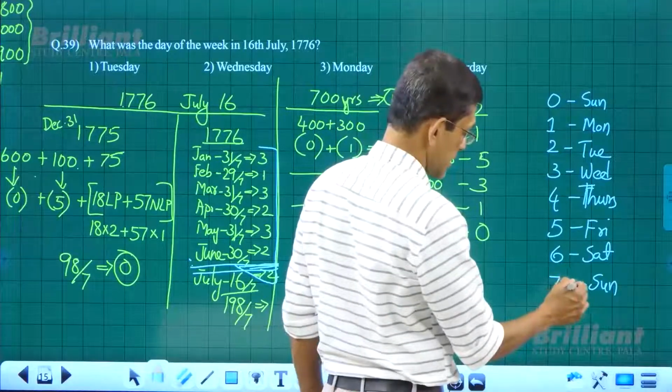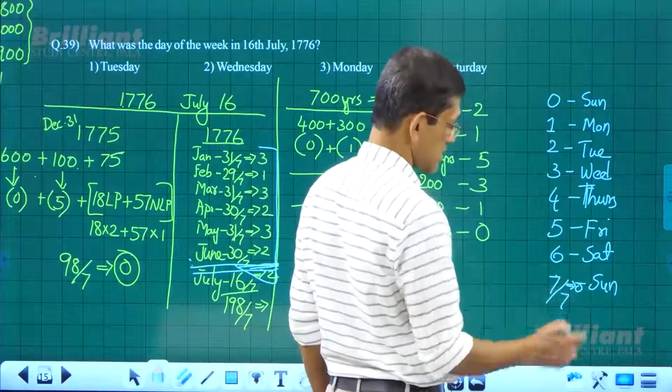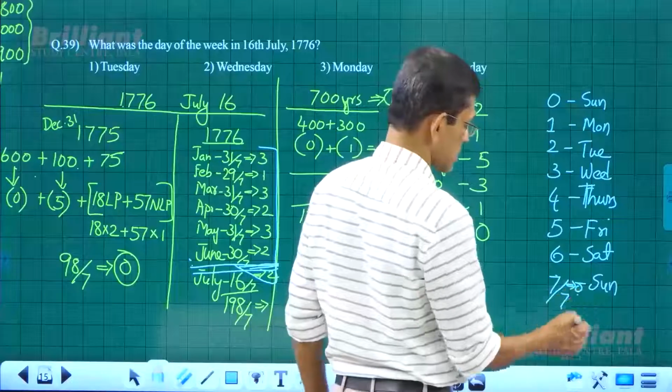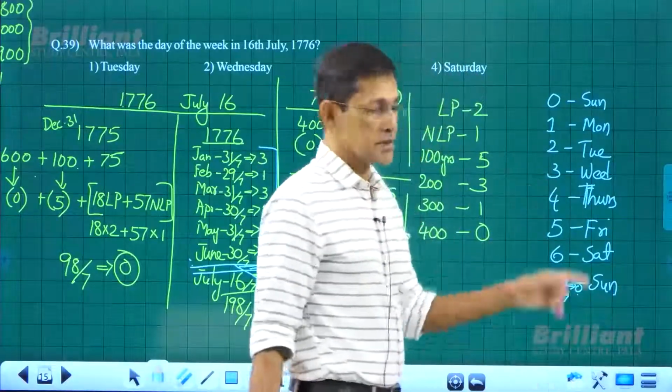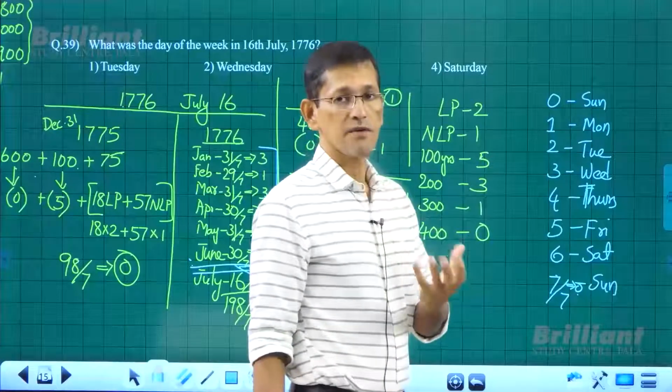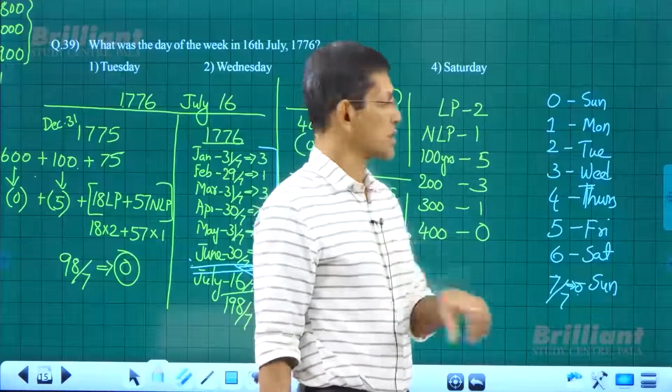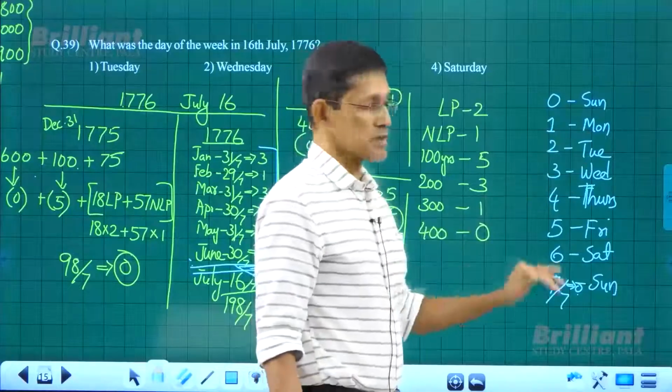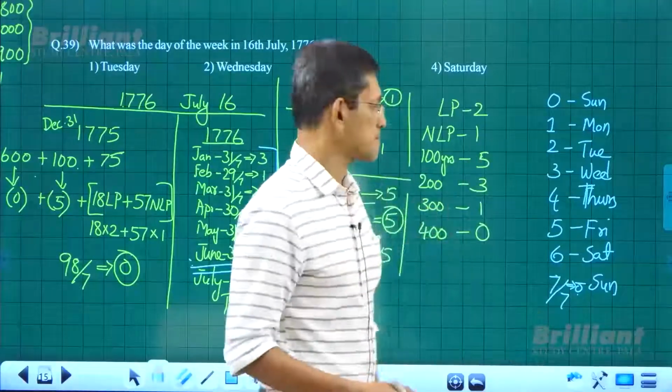Well, we take the remainder here, not the quotient. 7 by 7, the quotient is 1, but the remainder is what? 0. 0 means Sunday. So it repeats. So 0 is Sunday, and again next, if you have 8 days, 8 by 7, the remainder is 1. So again 1 means Monday. So it repeats. It's pretty much cyclical.